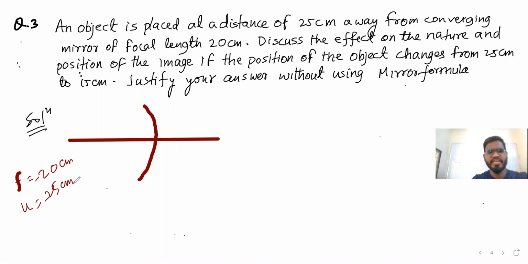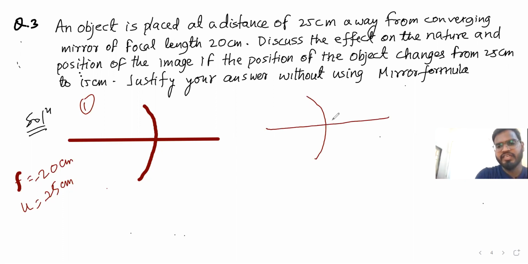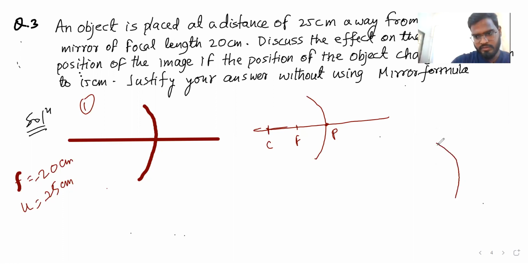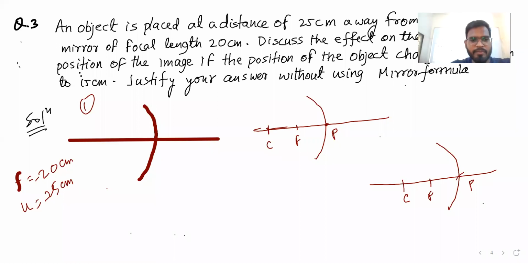So three cases we can take here. First case, let's see this, and the second case we can take here: pole, and then again focus and center of curvature. And the third case we can take here is again the pole, focus, and center of curvature. So three cases we'll have to make here.